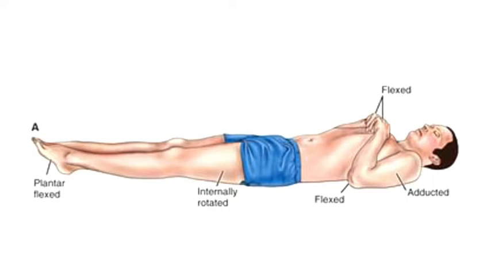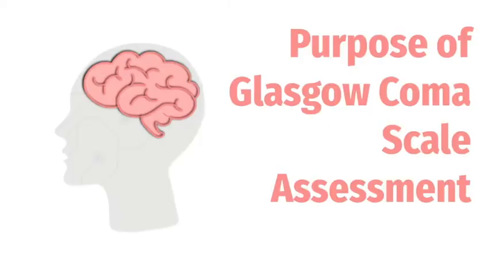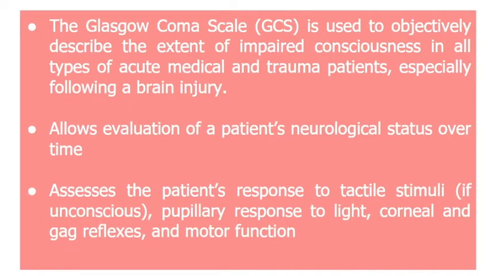So that's it for the CLO number 1. Next, for the CLO number 2, the purpose of the Glasgow Coma Scale assessment. The Glasgow Coma Scale or the GCS is used to objectively describe the extent of impaired consciousness in all types of acute medical and trauma patients, specifically following a brain injury. Next, GCS allows evaluation of a patient's neurological status over time. Next is to assess the patient's response to tactile stimuli if unconscious, pupillary response to light, and corneal and gag reflex and motor function.